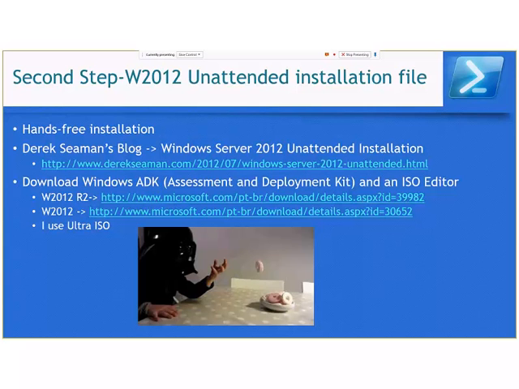First, you need to download Windows ADK, the Assessment and Deployment Kit, and an ISO editor. I use UltraISO. So you just need to download and install these two tools, and then you can create your unattended installation file.